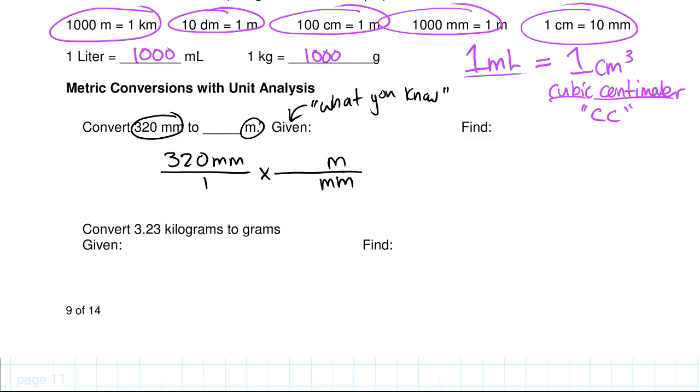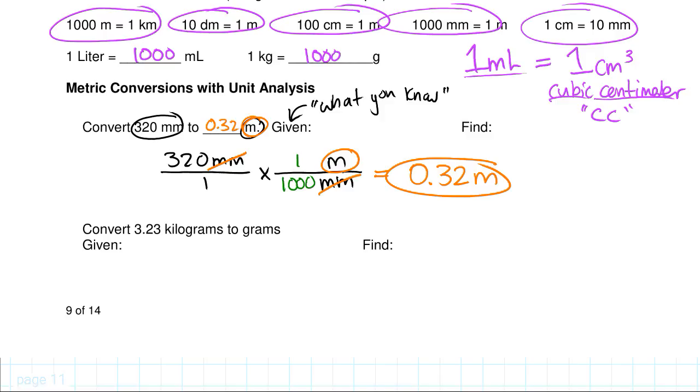You should know that 1 meter contains 1,000 itty-bitty millimeters inside. And this should work because millimeters will cancel. Meters will not cancel because that's what I'm looking for. And when I do the math, I'll get 0.32 meters as my answer.